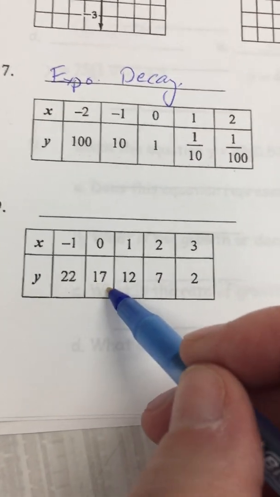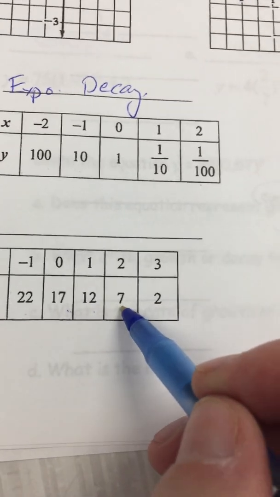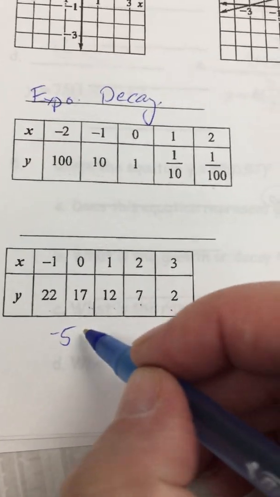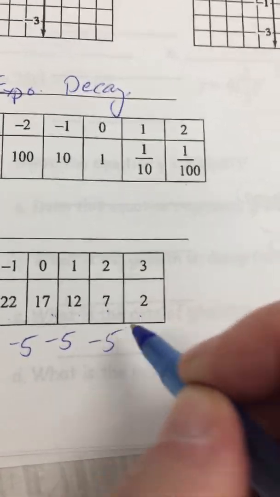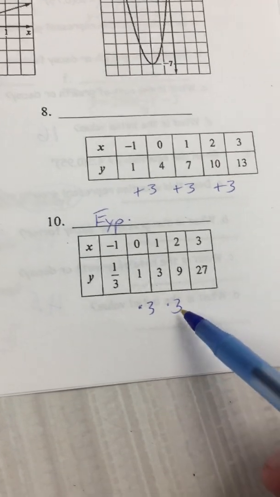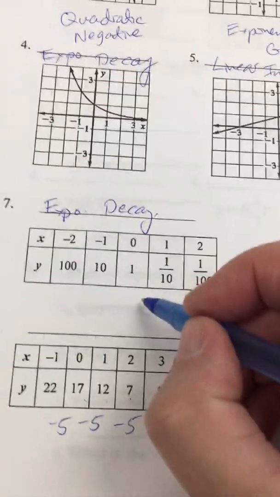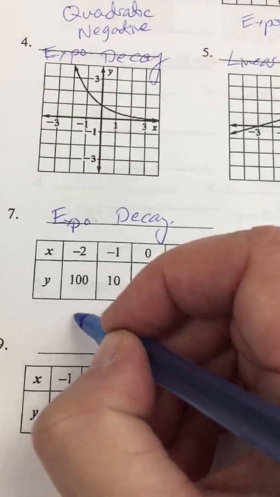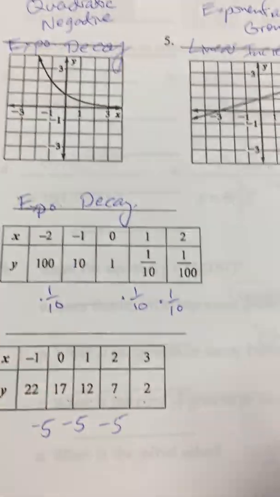And this one, 22 to 17, you're going down, 17 to 12, all going down. None of these were parabolas, they didn't change direction. But we're subtracting 5 each time, it looks like. So that is also linear. So if you're adding and subtracting, those are linears. If you're multiplying to get to the next number, this is times 1/10, times 1/10, times 1/10. So each time I'm multiplying times 1/10.